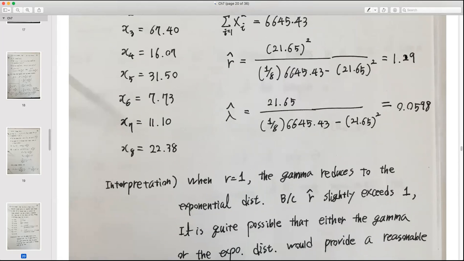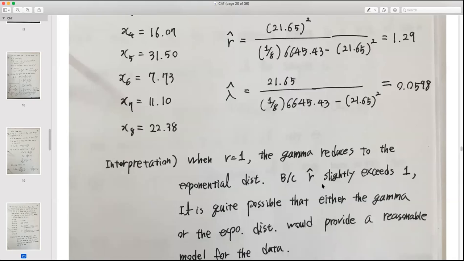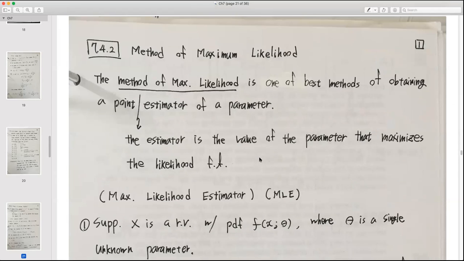Maybe you can say 1.29 is not very close to 1, but approximately, if you round it, then we get 1, right? So in this example, we can use either the gamma distribution or the exponential distribution. Either one is just fine, because r hat is approximately 1. So that's the interpretation. Now, section 7.4.2, the method of maximum likelihood.